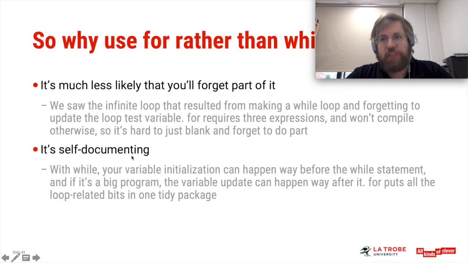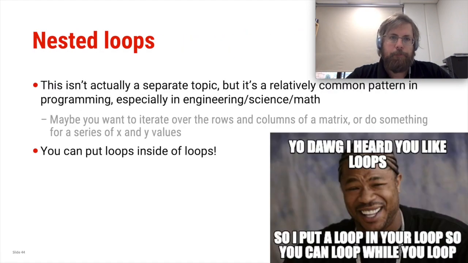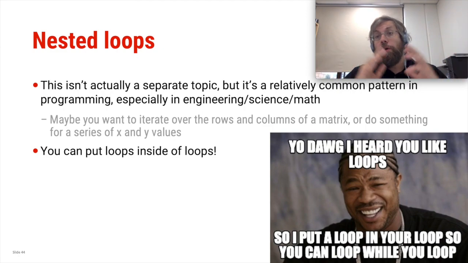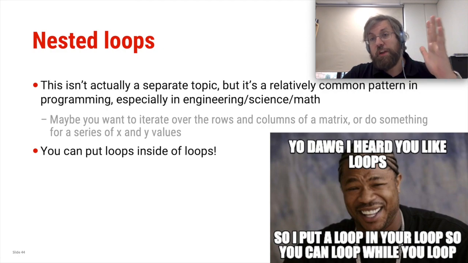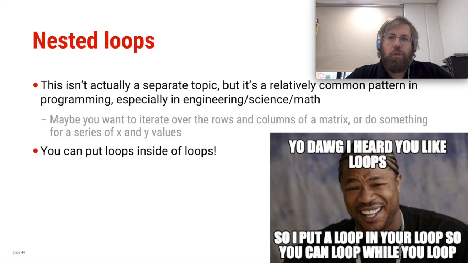So we've explored the 3 types of loops. We've seen while, do while, and for. I'm gonna talk a second about nested loops, which isn't really a separate topic, but it's a relatively common pattern in programming, so you will see it at some point, including in this subject. Maybe you want to iterate over the rows and columns of a matrix or of an image, or you want to do something for a series of x and y values. So you can put loops inside of loops.